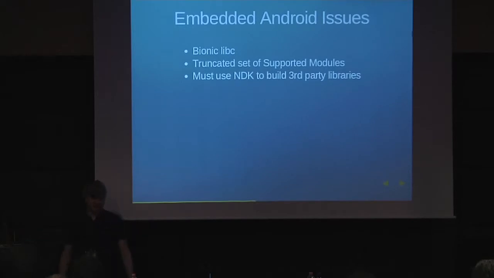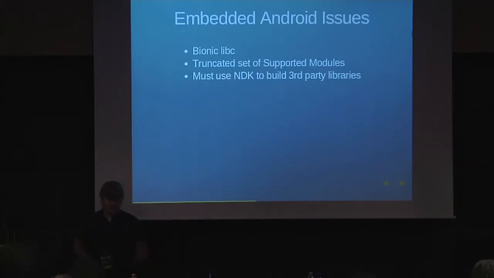A couple of issues, though, that you want to keep in mind when looking at embedded Android that come with these benefits: Android is using the Bionic libc, which is a bit limited compared to the standard C library that we would be using on embedded Linux. There are problems with exception handling, and a few other issues that tend to make it problematic, at least for Qt. And that leads to a truncated set of supported modules. I'll list that in detail on the next slide.